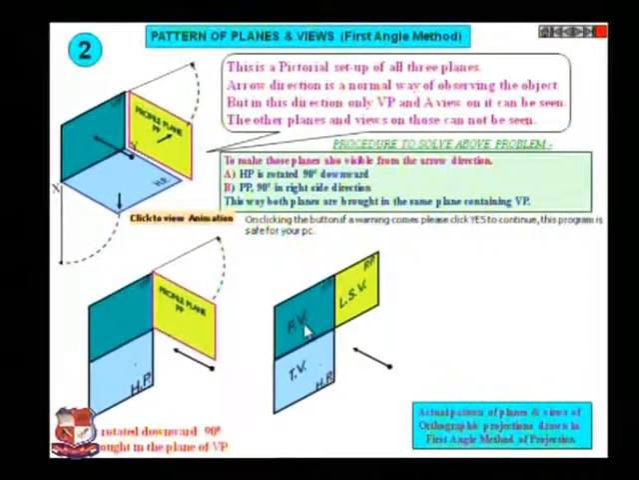Front view is drawn above, top view is drawn below front view, and left hand side view is drawn to the right side of its front view, which is shown over here. And this XY represents the intersection of two planes HP and VP.